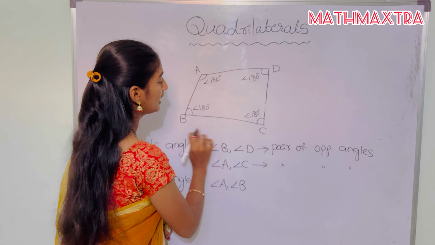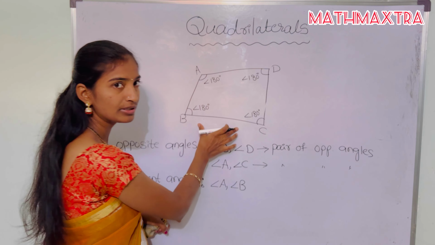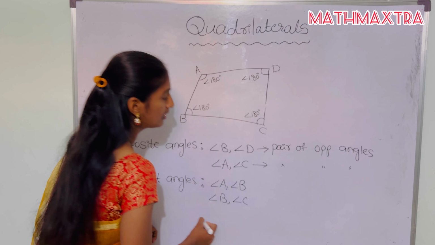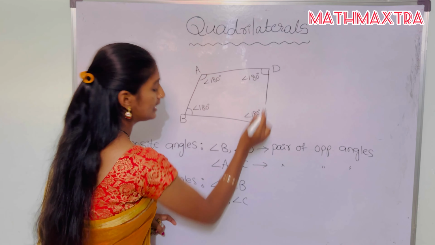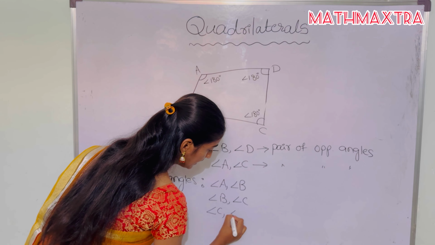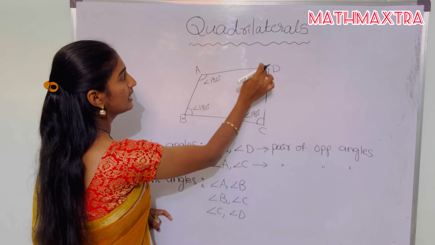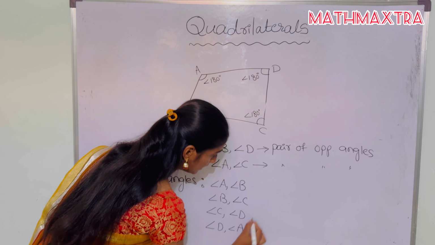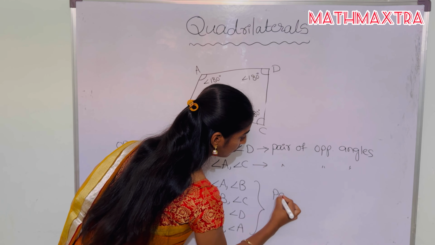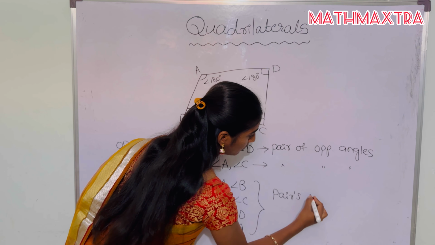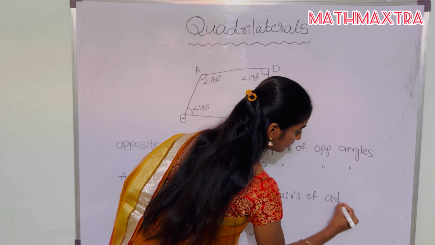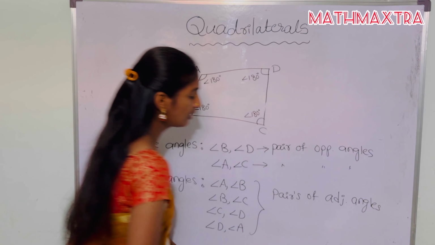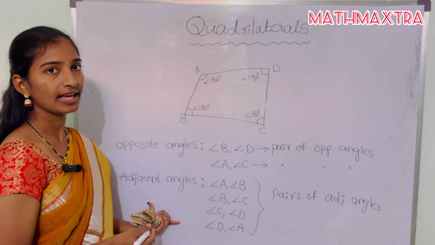And similarly, angle B and angle C have a common arm BC, so angle B and angle C are adjacent angles. Angle C and angle D are also adjacent. And angle D and angle A, yes, angle D and angle A. These are pairs of adjacent angles. Okay, we can define adjacent angles like this.